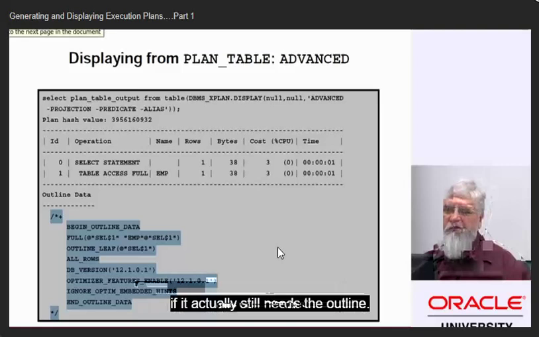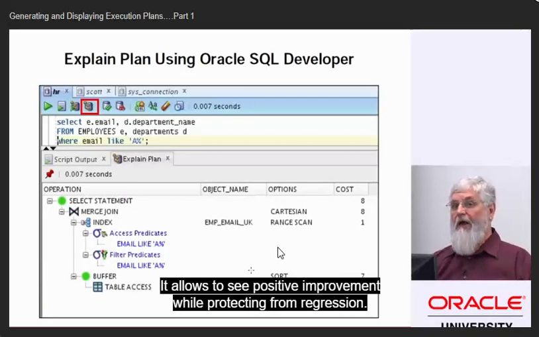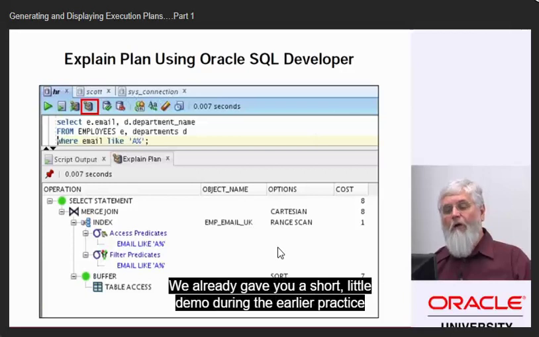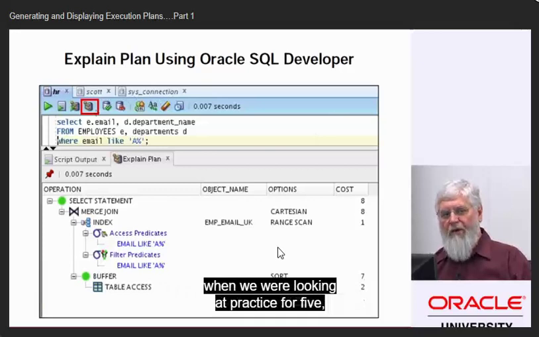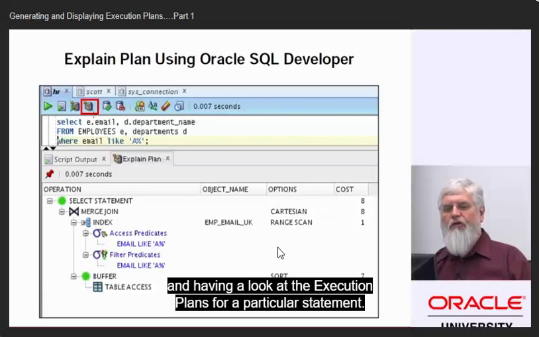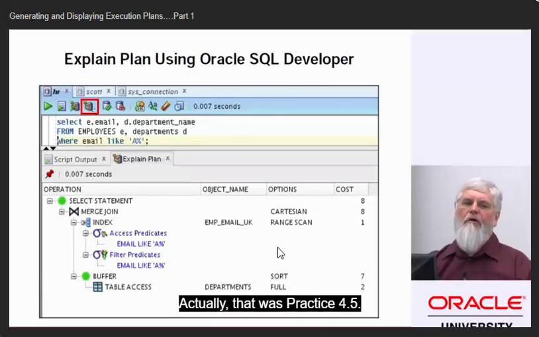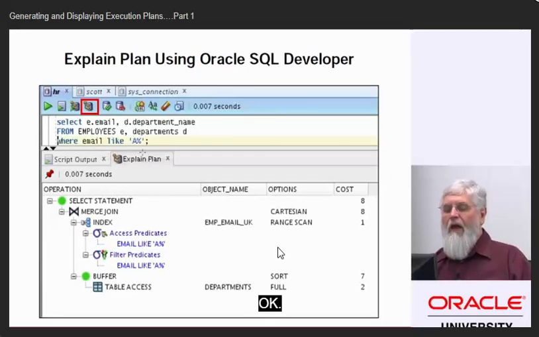We also already gave you a short little demo during the earlier practice, when we were looking at practice 5 and having a look at the execution plans for a particular statement. Actually, that was practice 4, not 5. Okay, and we just needed to click on the 4th button over, and it will show us the outline. It was for a different statement. This was a join of the employee to the department table.